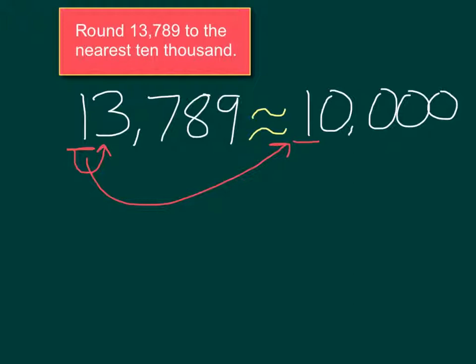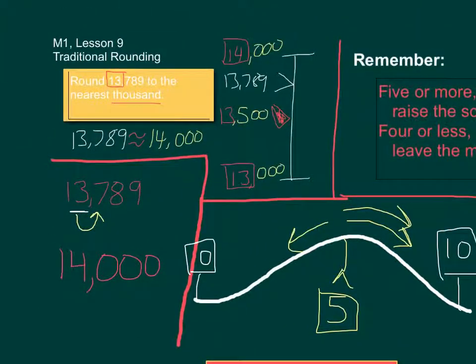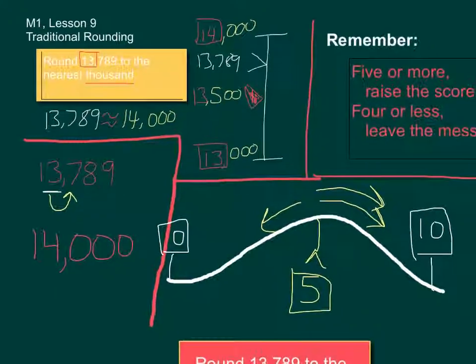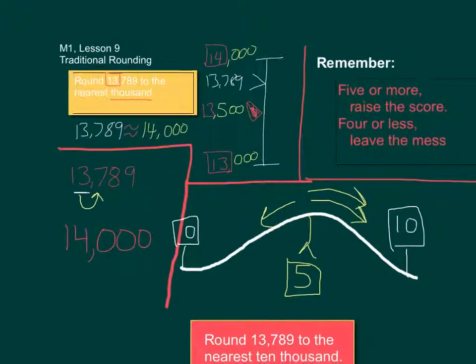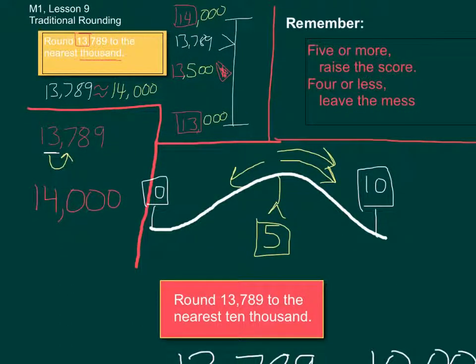And we can look and we can see that the same number, 13,789, can round to 2 different numbers. It can either round to 10,000, to the 10,000s place, or if we go back to our first one, if we round to the thousands place, it rounds to 14,000. I'm going to leave this on the slide that shows our 5 or more raise the score, 4 or less leave the mess. And that's where we'll stop.